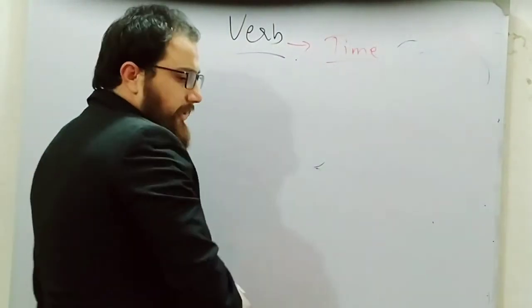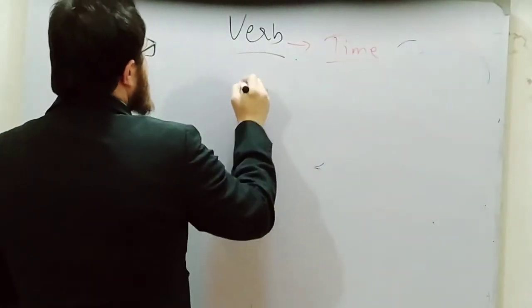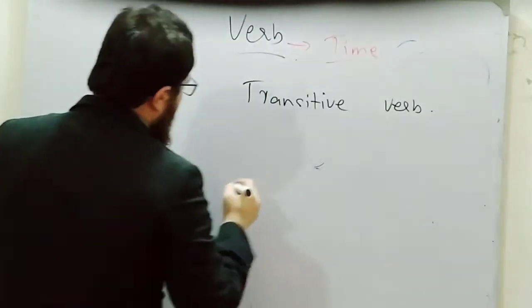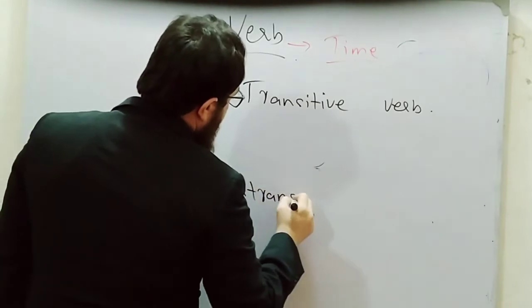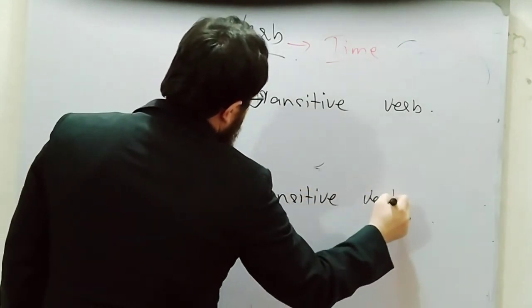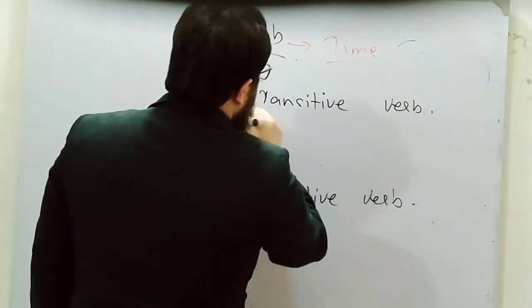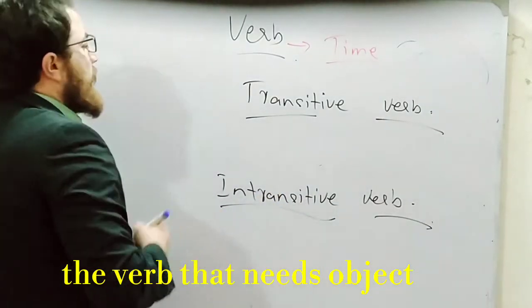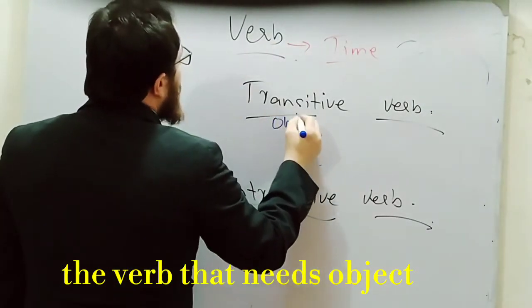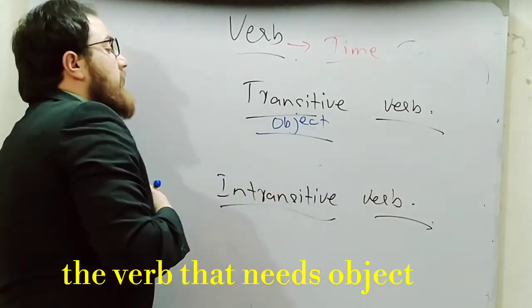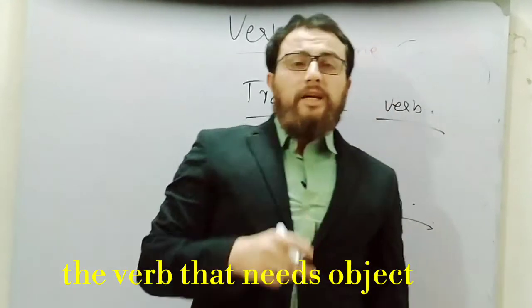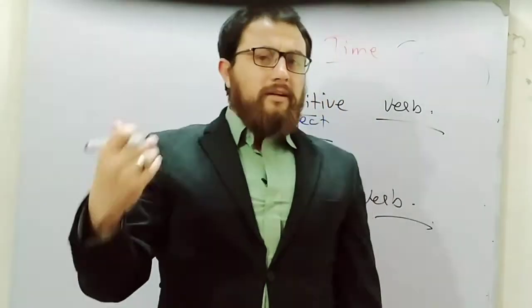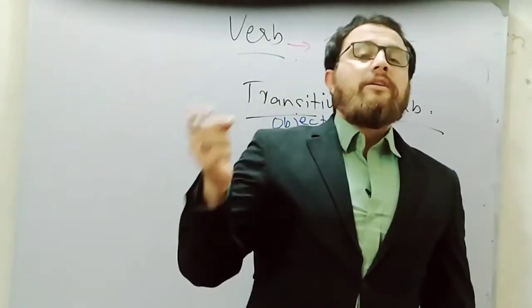The very first type of verb is transitive verb. Second is intransitive verb. Simply, you could understand the concept of them. When we talk about transitive, just remember that it depends upon what? Object. So we can define transitive verb as the verb that needs object for complete sense, that is called transitive verb.